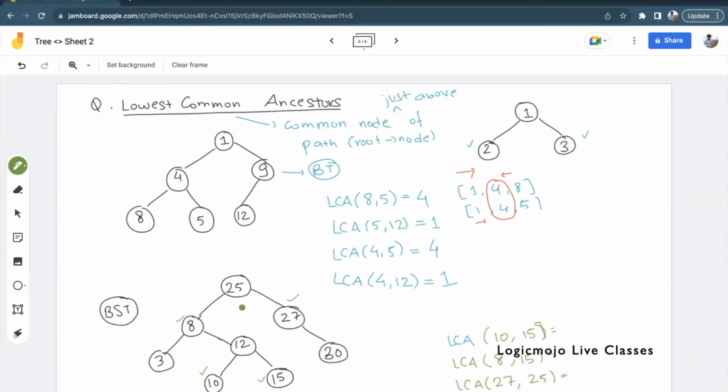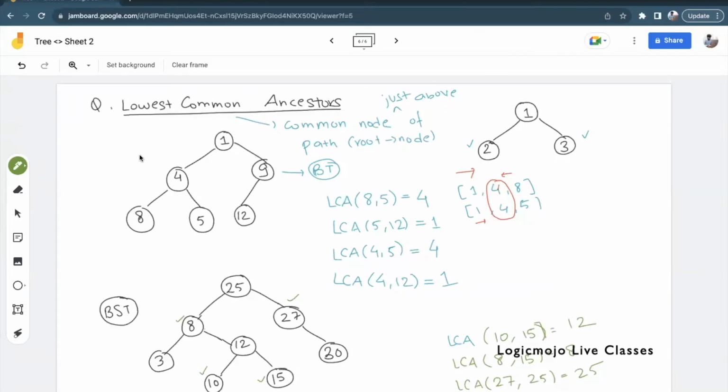So Aniket, you have written 12 for 10 and 15. Okay, correct. 12. Oscar, 12, then 8, and then for 27 and 25, it is 25. Correct. So this is actually the LCA of these two nodes, the lowest common ancestor of these two nodes.